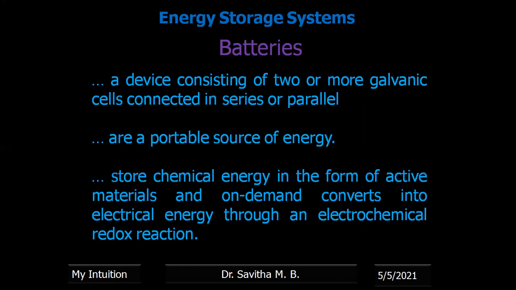So as you all know, a battery is a device which consists of many galvanic cells connected in series or parallel to give a specific output. These batteries are portable sources of energy. They can store chemical energy in the form of active materials, and on demand, whenever you want to use it, you can extract electric energy at the expense of the chemical reactions. So the battery is the one which gives a specific output.